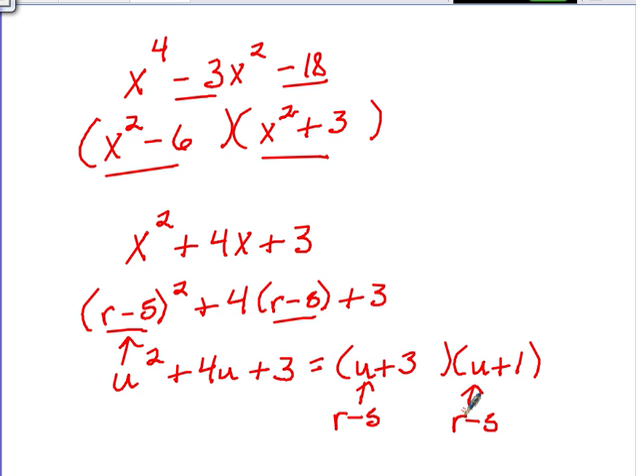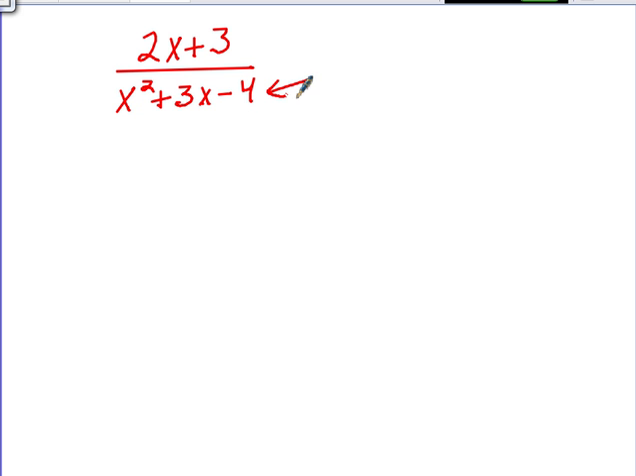And finally, from yesterday, when you're dealing with rational expressions, make sure you're able to, if I ask you for domain, 2x plus 3 over x squared plus 3x minus 4. If I ask you for domain, the things that make the bottom equal 0 are not present in your domain. You cannot have a number divided by 0.